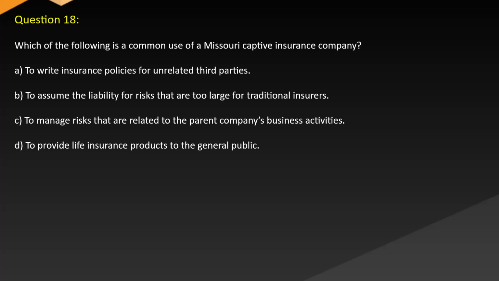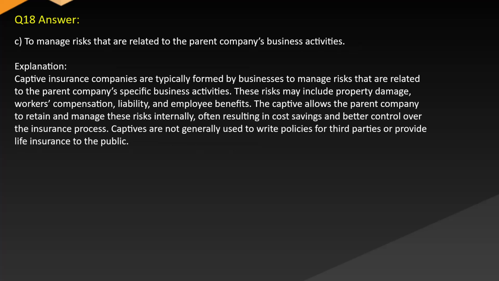A. To write insurance policies for unrelated third parties. B. To assume the liability for risks that are too large for traditional insurers. C. To manage risks that are related to the parent company's business activities. D. To provide life insurance products to the general public. Answer: C. To manage risks that are related to the parent company's business activities.